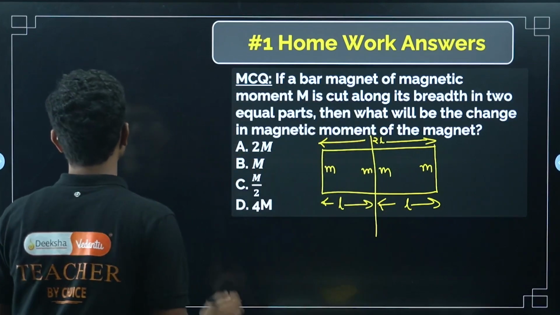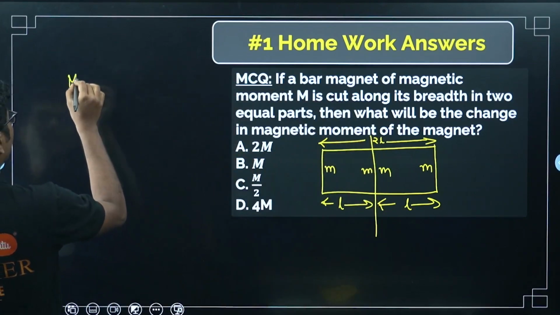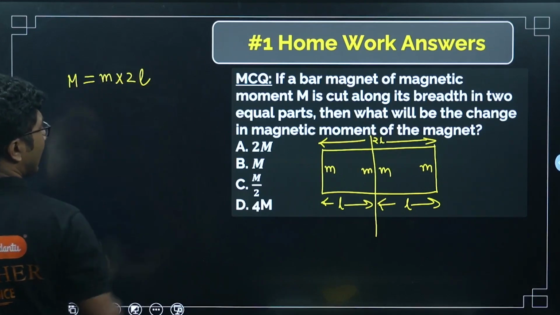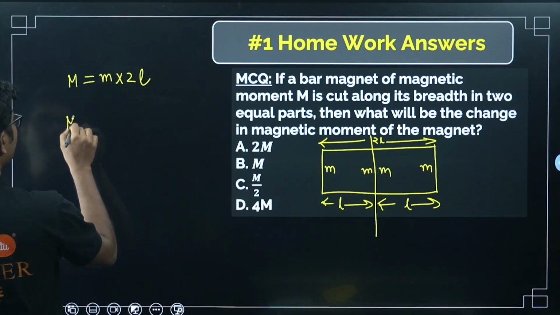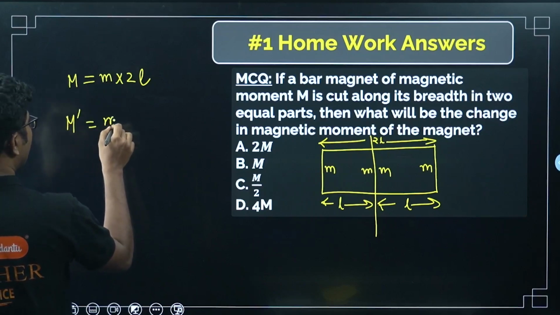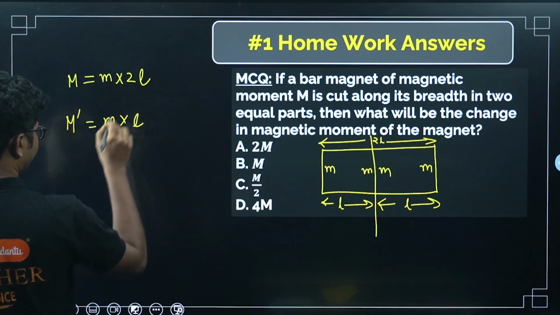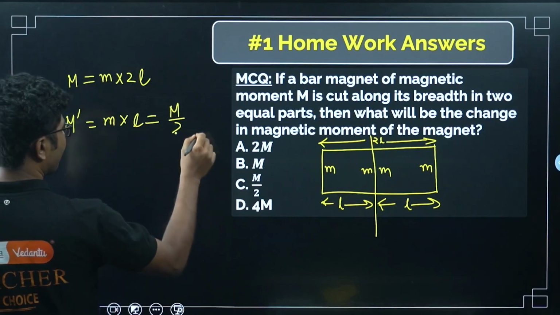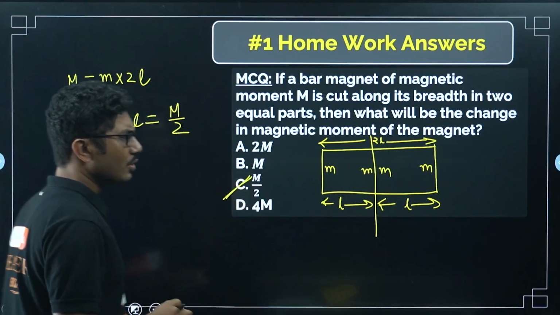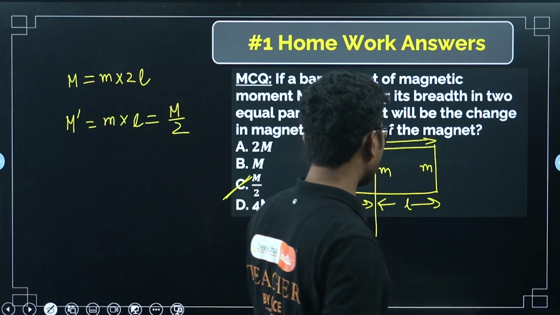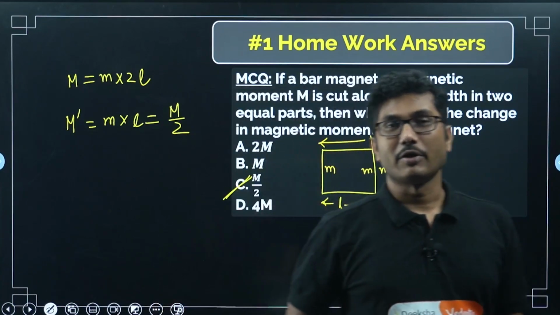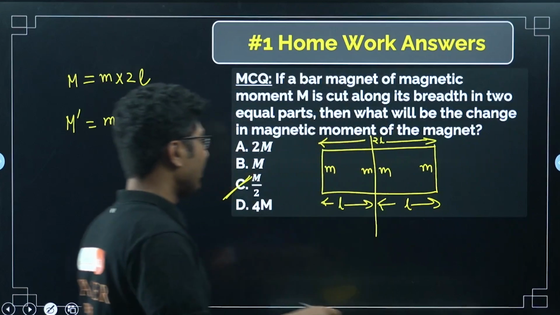Okay, so now initially what was the magnetic moment? Magnetic moment was m times 2L, right? Now what is the new magnetic moment? New magnetic moment is m times L. So this is basically m by 2. Correct answer is m by 2. So no matter how you cut it from here or from here, it will always be m by 2, right? Now let's move on.